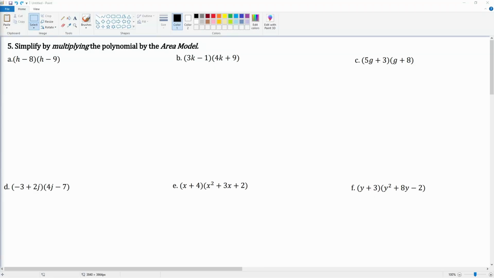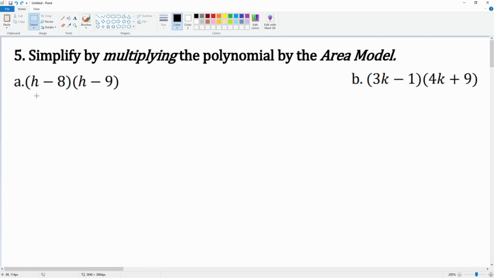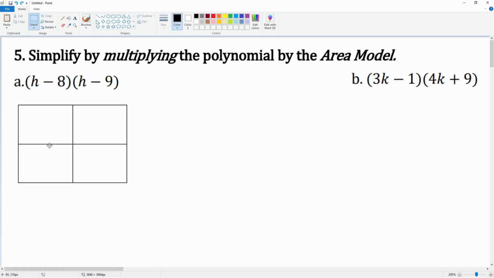Number 5 here, we are going to be multiplying the polynomial by using the area model. This is going to be part 1. The first one here is we have 2 terms multiplied by another 2 terms. So that's going to be a 2 by 2 shape that we are going to be using.